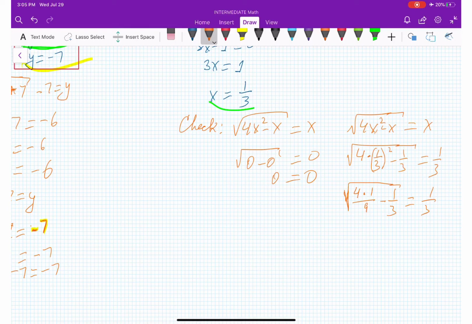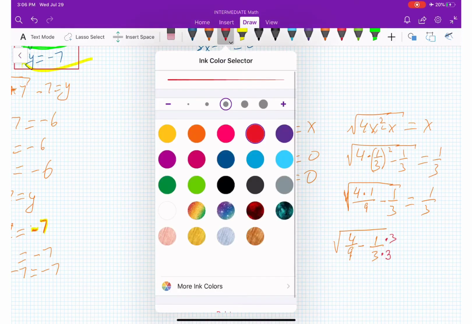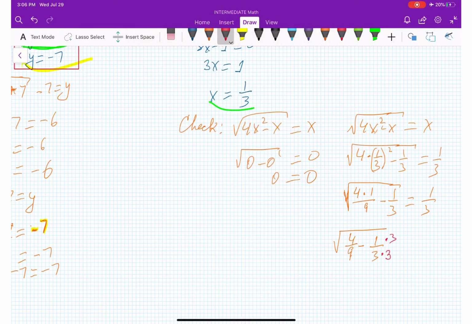So what do we get here? 4/9 minus 1/3. So when I'm subtracting 9 and 3, common denominator is 9, yes? Again, that's a video, GCD and LCM. So to get to 9, I'm multiplying this by 3, multiplying this by 3. Let me make it thicker, so you can see it's a different color.